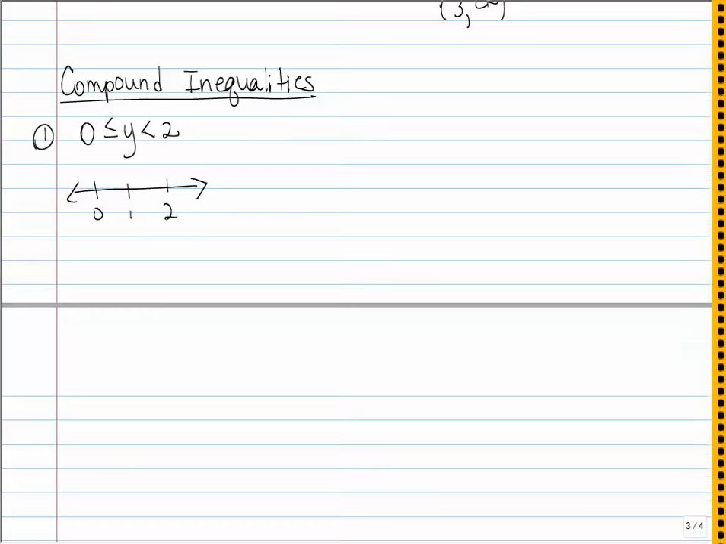So if y is greater than or equal to 0, and less than 2, it means that y is going to be between those two numbers, right? It's got to be greater than 0, and it's got to be less than 2. So it's going to be between 0 and 2. And 0 can be included there because it's got the equal to on that side. So the way that you would graph this type, you're going to put a bracket on 0, and you're going to put a parentheses on 2, and you're going to shade in between.